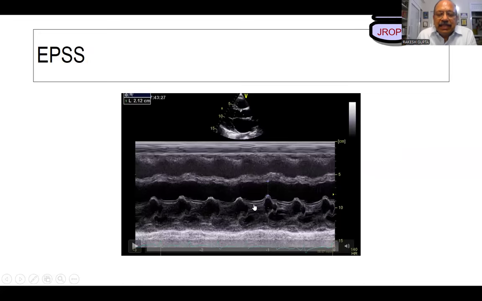Next important thing is we look at the E point septal separation. So this is the DE, this is the EF. So this is the E point and this is the septum. This is the E point of mitral valve opening. This is the septum. This is known as E point septal separation. Normally it is about 7 millimeters, maximum 7 to 8 millimeters. And this is 2.12. What does it tell you? That my LV has dilated in mid segments.